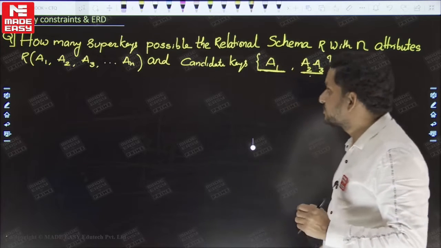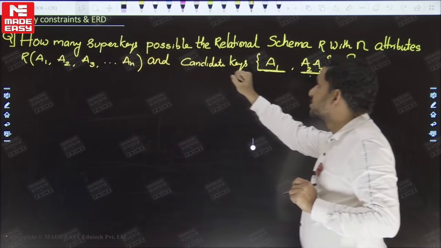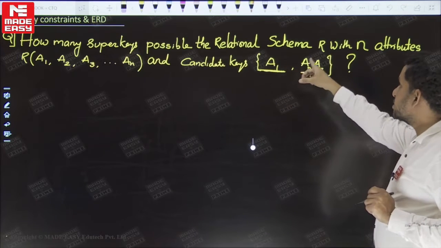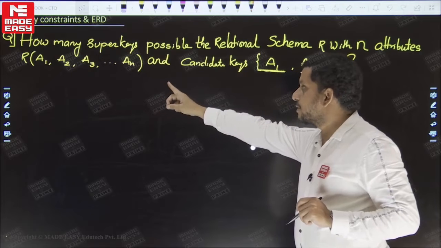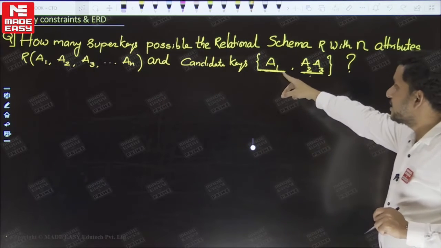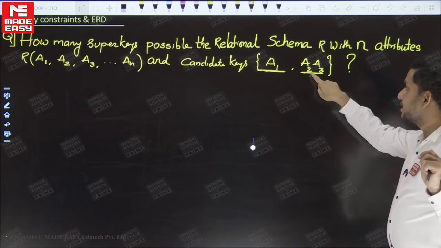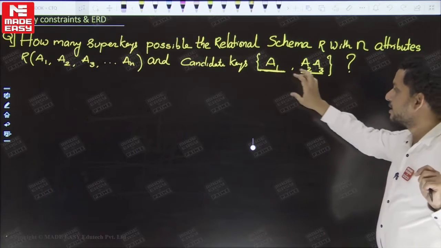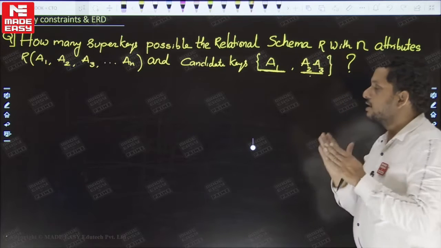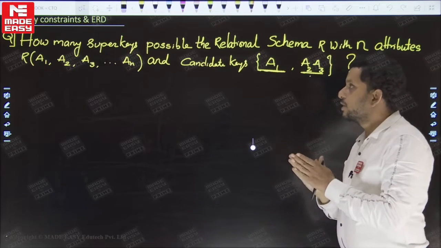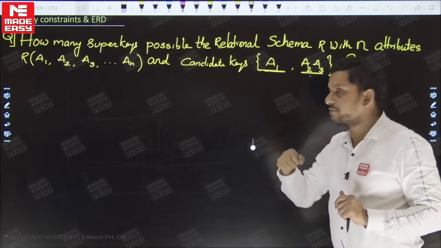competitive exams. So the question is, how many super keys are possible in the relational schema R with n attributes A1, A2, A3 up to An and some candidate keys. Here two candidate keys are given. A1 is one candidate key and A2, A3 is the other candidate key. If A1 is one candidate key and A2, A3 is the second candidate key, then we need to find the total number of super keys for this relational schema with n attributes.